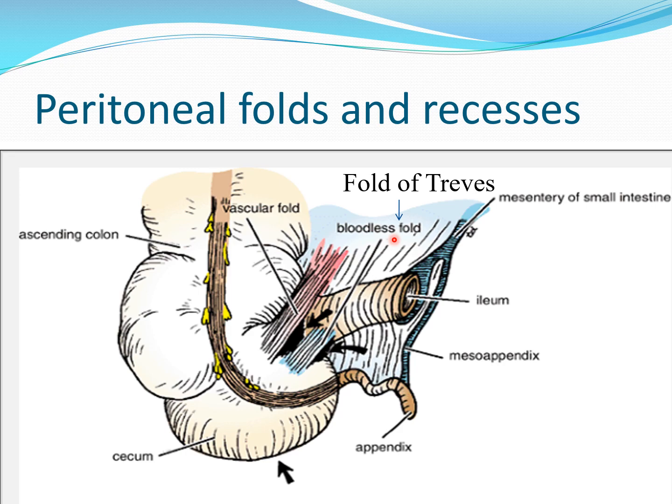That fold we call the peritoneal fold, called the mesoappendix or the appendicular mesentery. The fold passes upward behind the ileum and is attached to the left layer of the mesentery. So this one is the peritoneal fold, or the recess fold of Treves. This one is the vascular fold, this one is the bloodless fold, and this part is the fold of Treves.